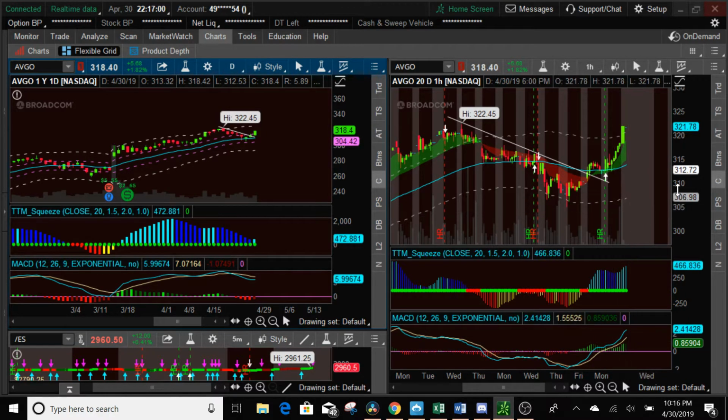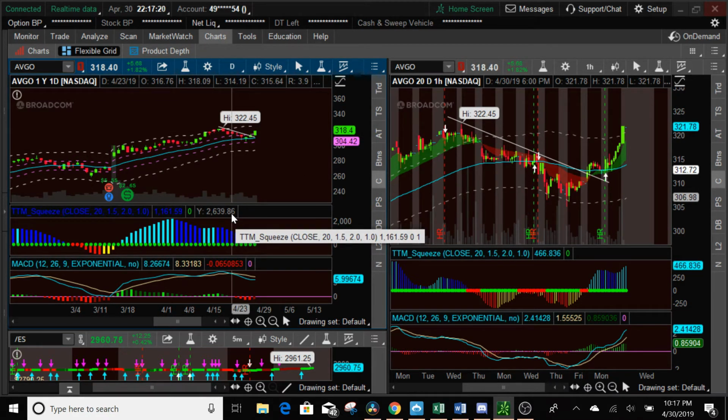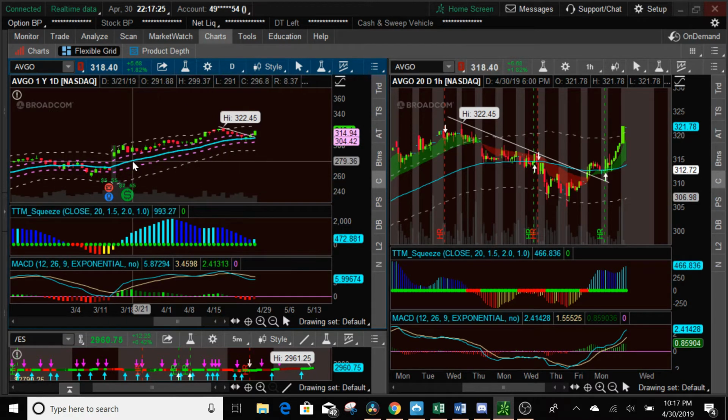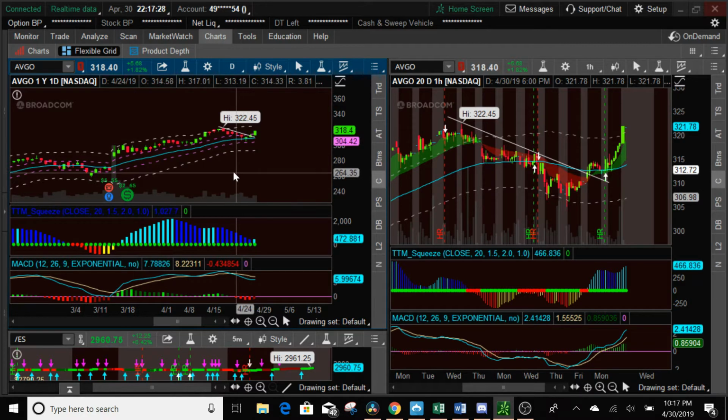All right, so Broadcom. This is one that I found in my watch list, and this is one of my favorite setups. Just to show you what I look for and what I've got set up on my chart, so you guys can understand what I'm seeing. I've got a 21 EMA, which is this blue line, and then I've got the 1 ATR Keltner channels in the purple, and a 3 ATR Keltner channel in the white dotted line.